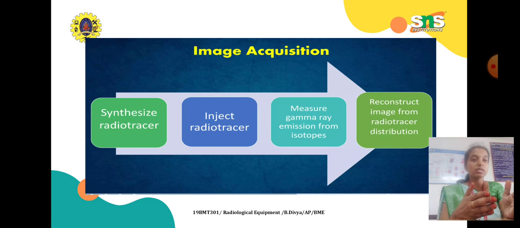After identifying it, the image is reconstructed using image processing techniques, and a three-dimensional image is produced. This is the process of PET, positron emission tomography. Thank you.